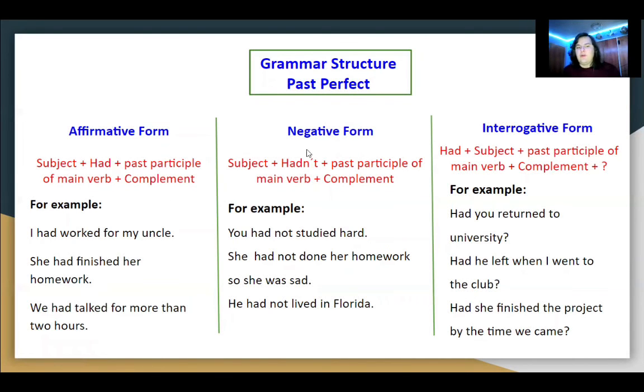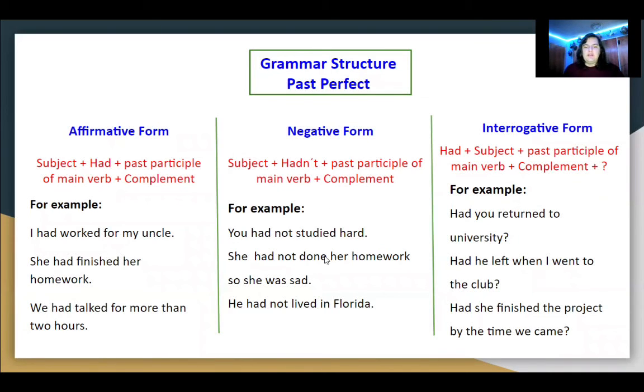Now, in negative form, you have to make a subject plus hadn't plus past participle of main verb plus complement. For example, you had not studied hard. You, subject, had not, hadn't, studied, past participle of main verb, and hard is a complement.